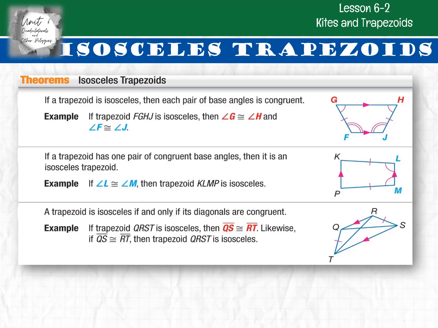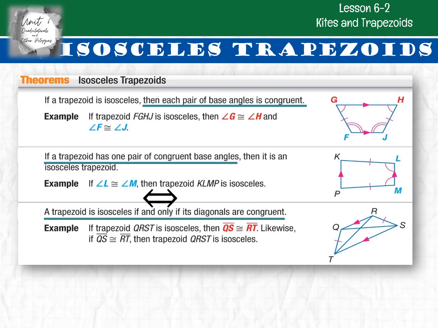Theorems. If a trapezoid is isosceles, then each pair of base angles is congruent. We already talked about that. Here's a new visual for that. If a trapezoid has one pair of congruent base angles, then it must be an isosceles trapezoid.